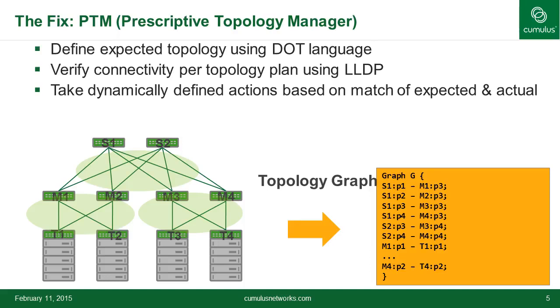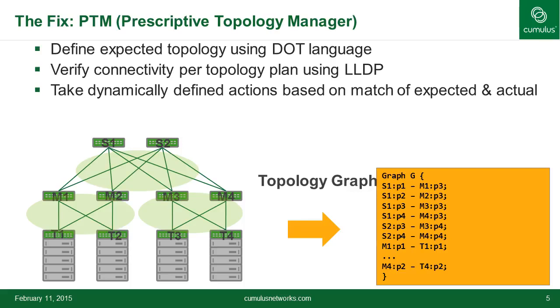So we assume that, for example, when you have a Clos topology, you know how things are hooked up together. And we use a language called the dot language. It's an open source language. It comes from an open source package called Graphviz. And it's a very simple construct. As you can see in the topology graph, it essentially says switch S1 has a port P1, and it's connected to switch M1 on port P3. And this is just repeated for the entire network.